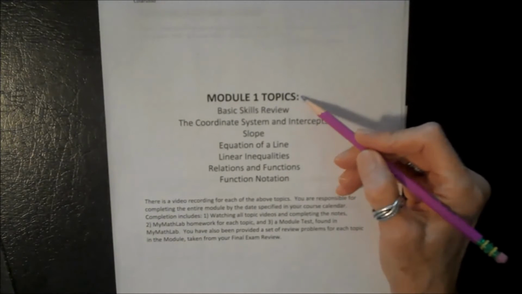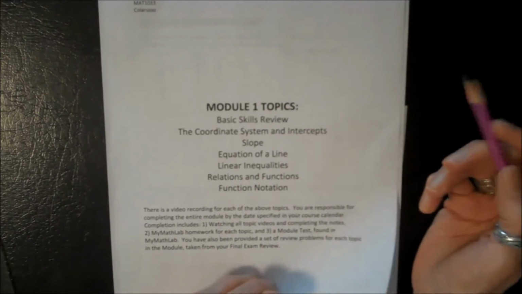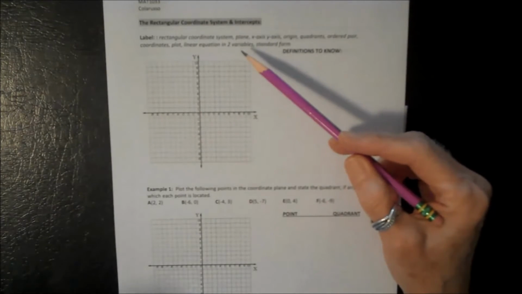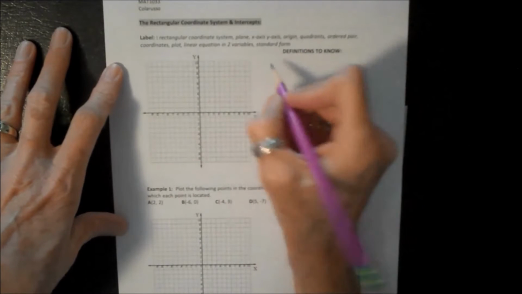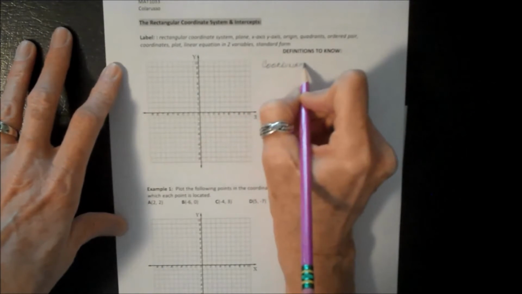This is Module 1 topic, the coordinate system. Make sure you have your notes in front of you. So let's take a look at the top. It talks about some definitions that we need to label on what we call a coordinate plane.